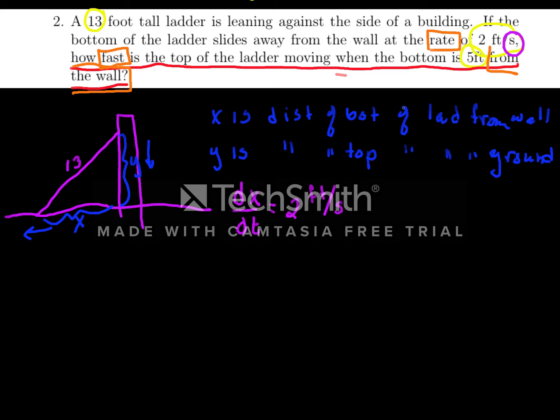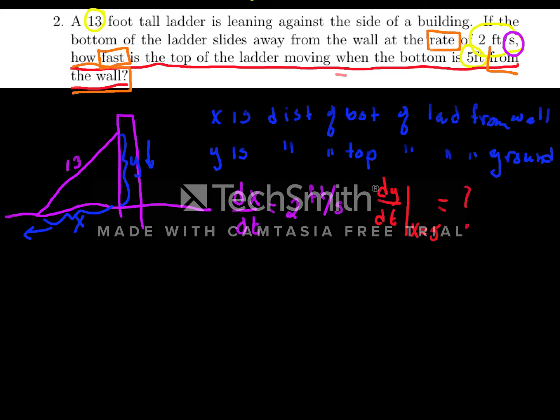And the question being asked is how fast is the top of the ladder moving? So what is dy/dt? So this is our question. When the bottom, so what variable is that? That's x. When x is equal to 5.